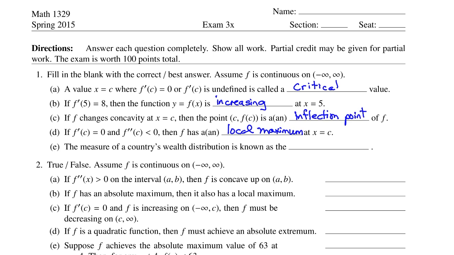Question E, the measure of a country's wealth distribution is known as the Gini index.